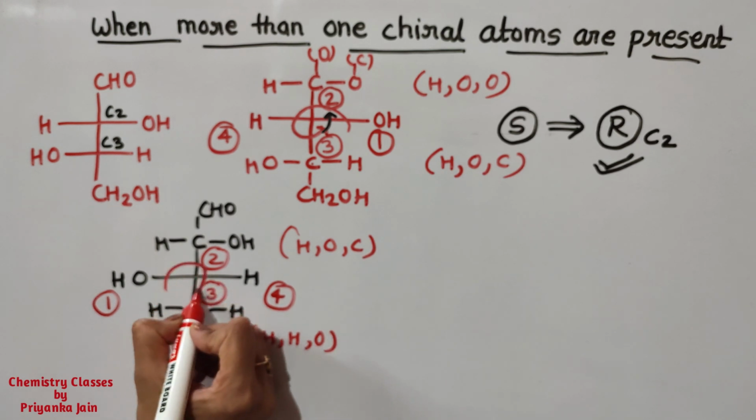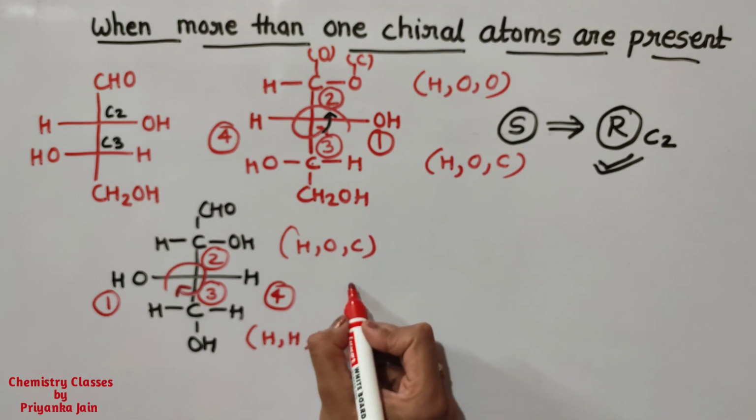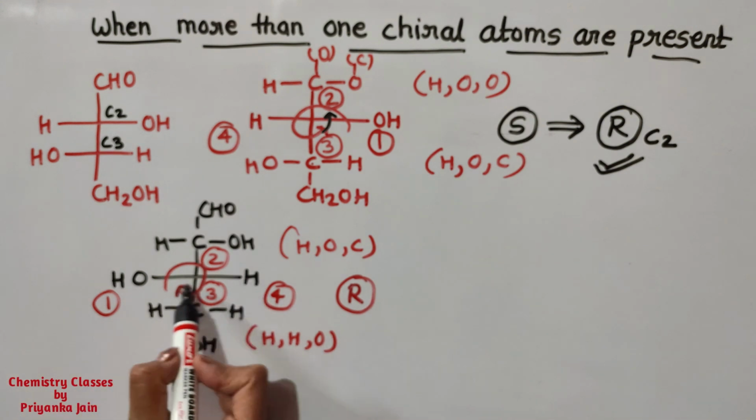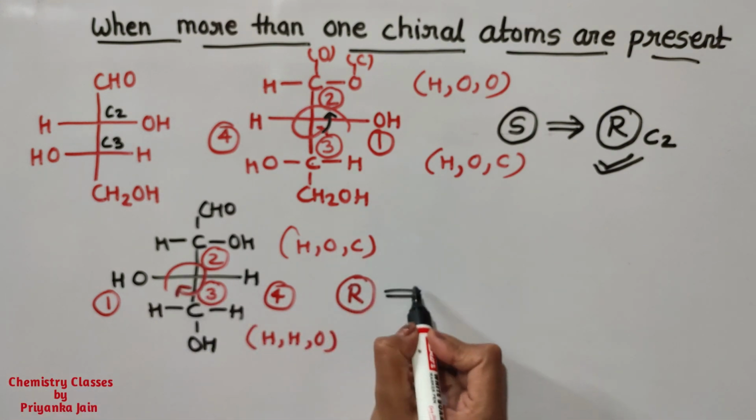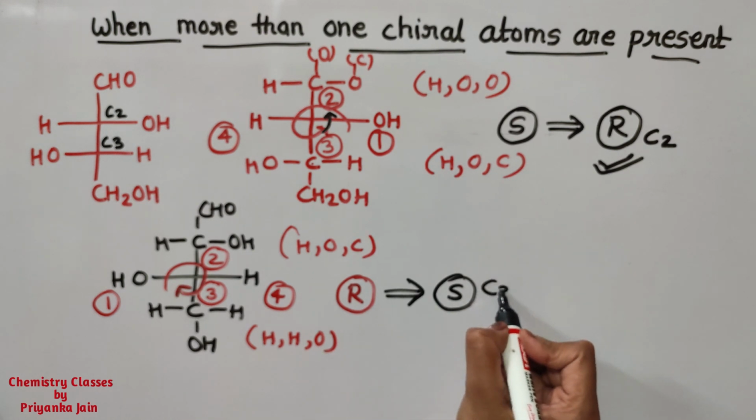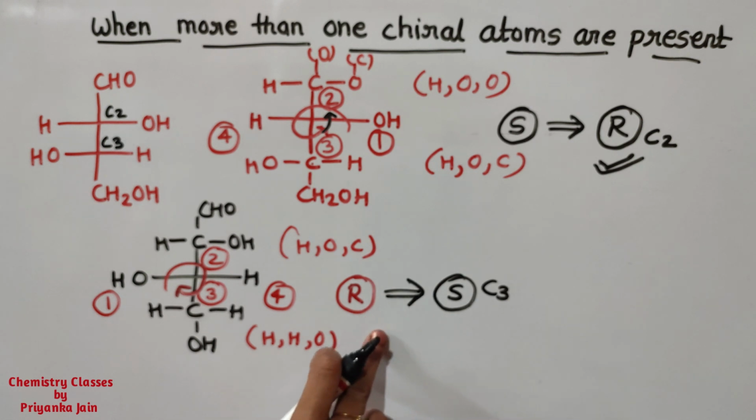Okay, so this is going in this manner. See here, this is clockwise, it means this should be R configuration. But now see here, this hydrogen is on the horizontal line, so it will revert to the S configuration. It means at the C3 carbon atom there is S configuration present. Okay, now there is a trick for this.